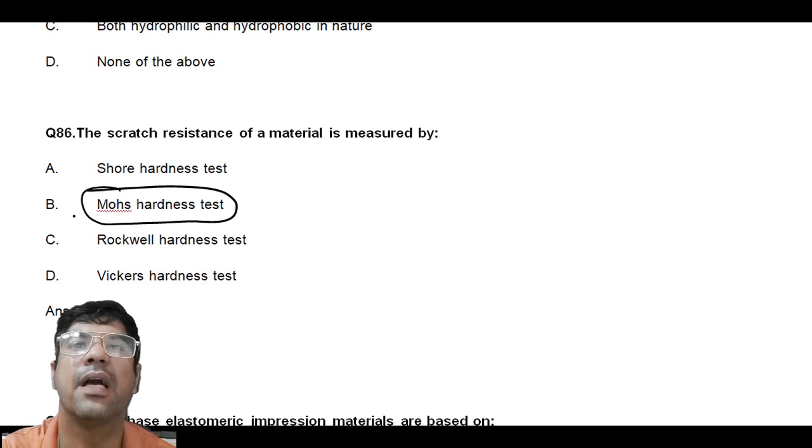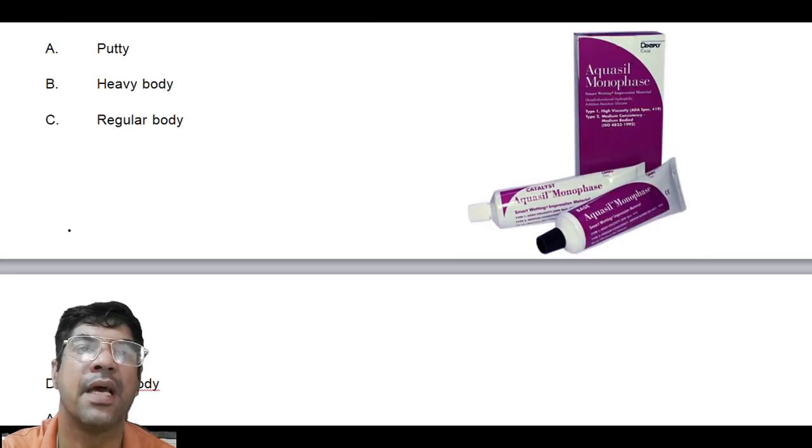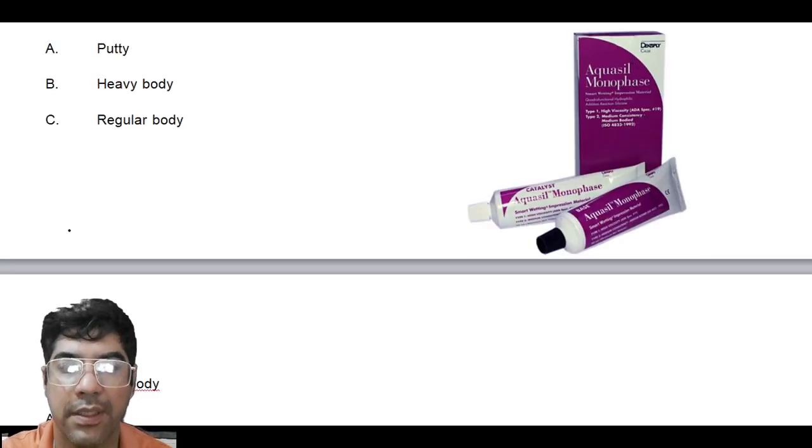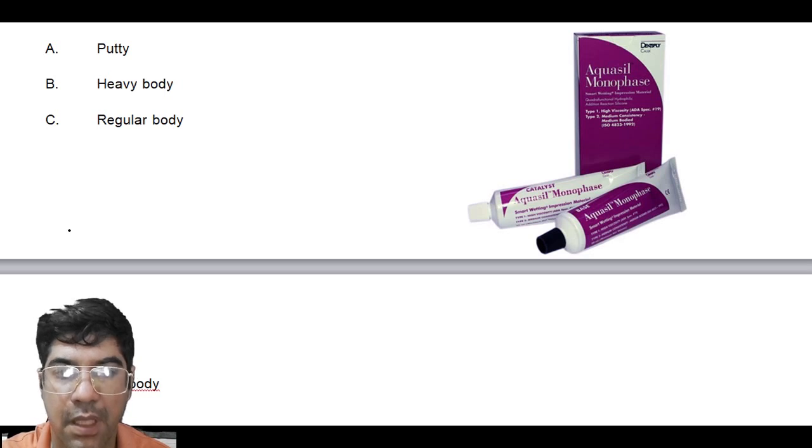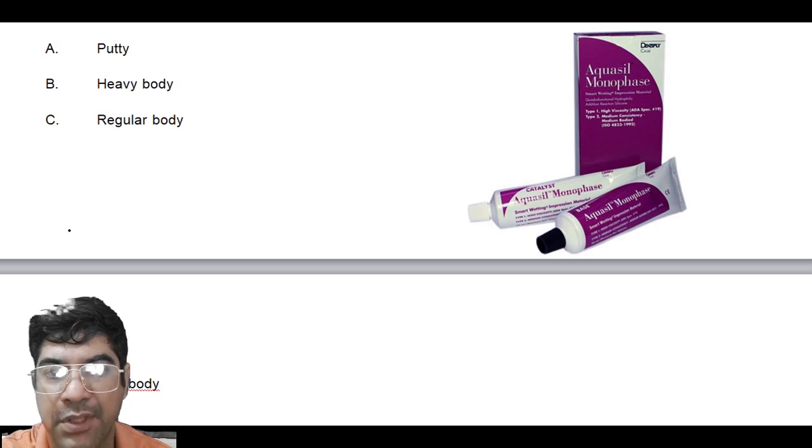The monophasic elastomeric impression materials are based on regular body viscosity. These materials are designed to capture the fine details and record the bulk of oral structure.